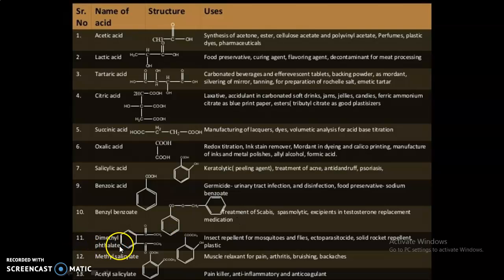Next one is dimethyl phthalate. This is the structure of dimethyl phthalate. It is used as an insect repellent for mosquitoes and flies. Next one is methyl salicylate. This is the structure of methyl salicylate. It is used as a muscle relaxant for pain, arthritis, bruising and backaches. Last one is acetylsalicylic acid, or aspirin. It is used as a painkiller, anti-inflammatory, and anticoagulant agent.